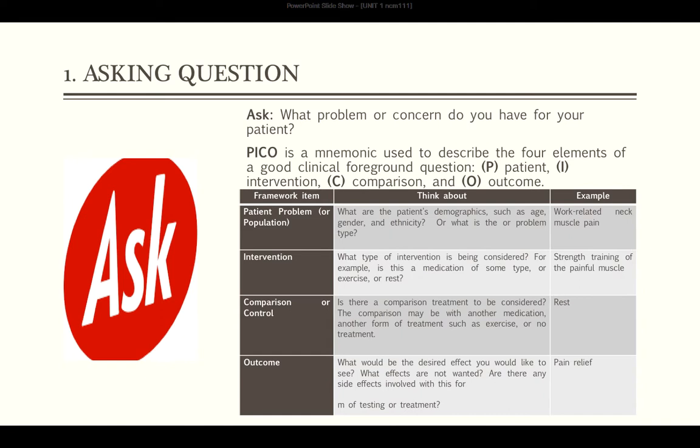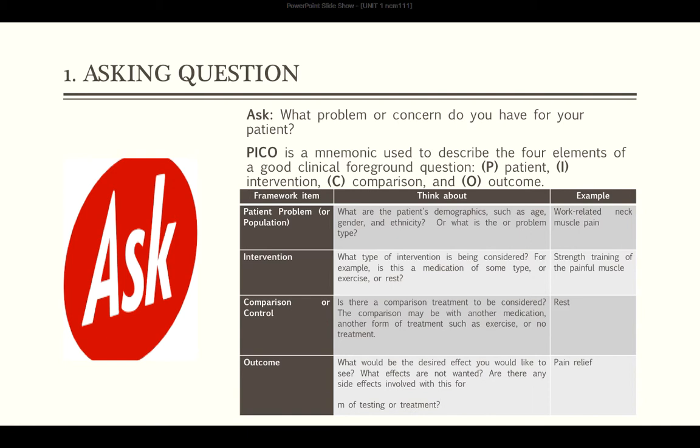What type of intervention is being considered? So, para ma-address mo yung problema, pwede ka rong magbigay ng example. Some of them are by means of medication or some other type of exercise or kaya pwede mong i-rest. Sa given example, sabi niya yung work-related neck muscle pain, mag-i-intervene siya sa pamamagitan ng strength training. Diba sabi nga, pag masakit, ulitin mo yung ginawa mo, mawawala yung sakit. So, ulitin mo lang daw. So, that would be the strength training of the painful muscle.